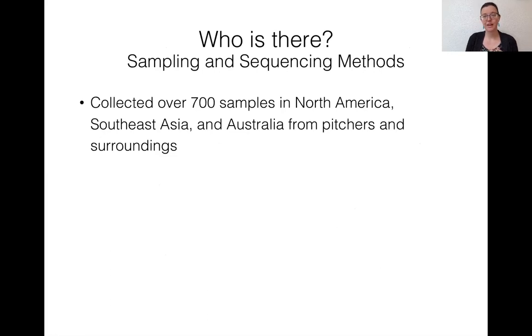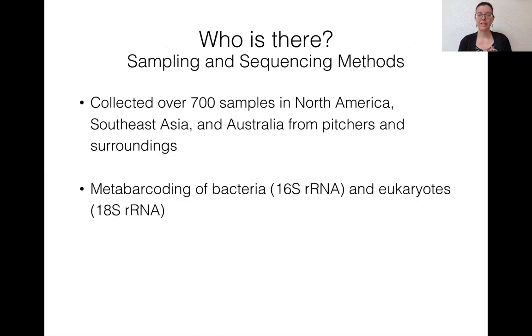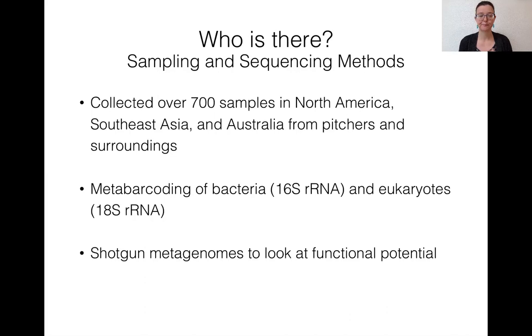We collected over 700 samples in North America, Southeast Asia, and Australia from pitchers and from the bog water or the soil that was directly surrounding those pitchers. We did metabarcoding of the bacteria and the eukaryotes using the 16S and the 18S ribosomal RNA gene sections. And this is a way of understanding who is there.